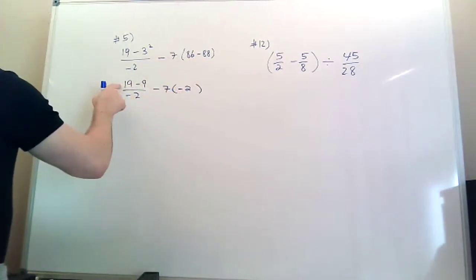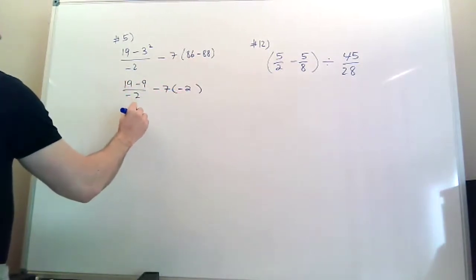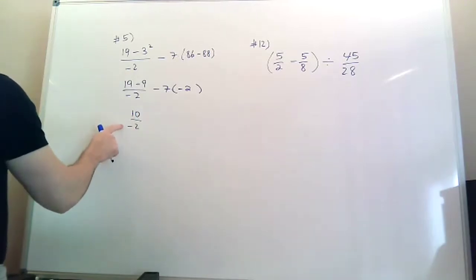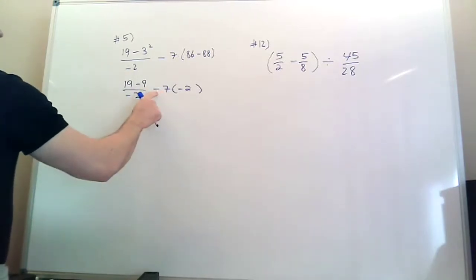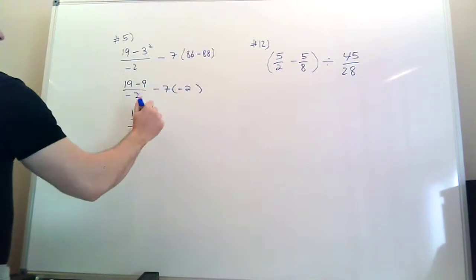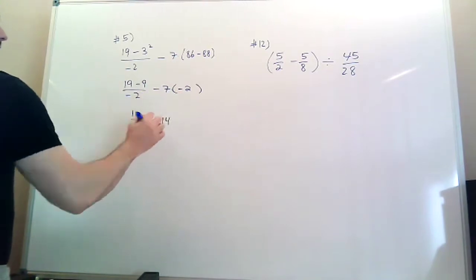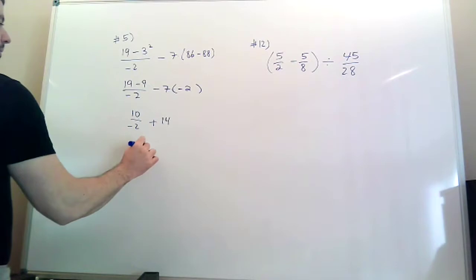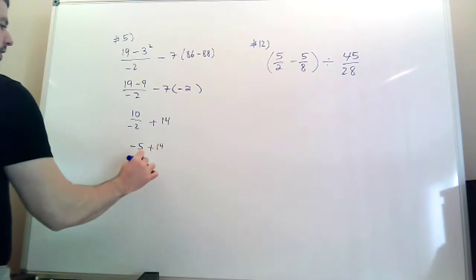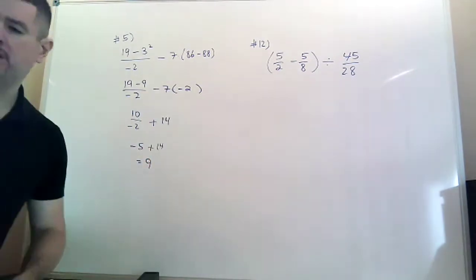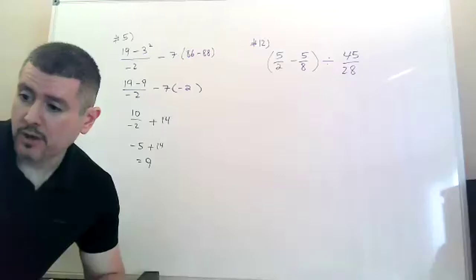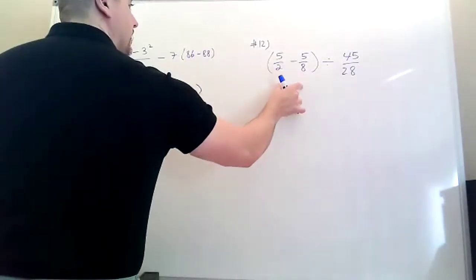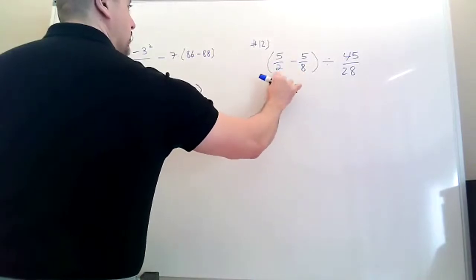Now, over here, you do 19 times 9, which is 10. On the bottom, you have that -2 just waiting to divide in. Over here, a -7 times -2 is +14. Now divide 10 by 2, right? It's negative, so you get -5. Then you do 14 minus 5, which is 9. Okay, that's number 5.